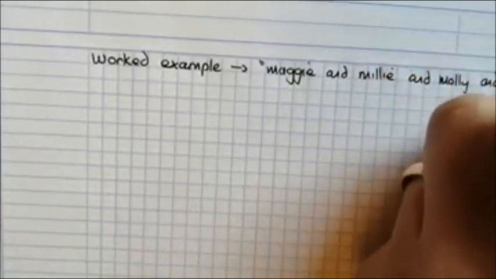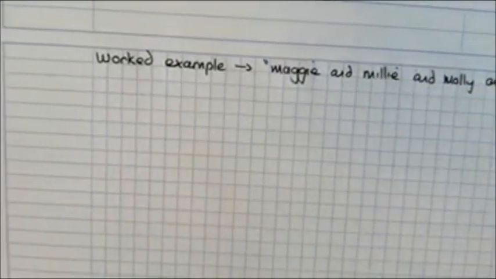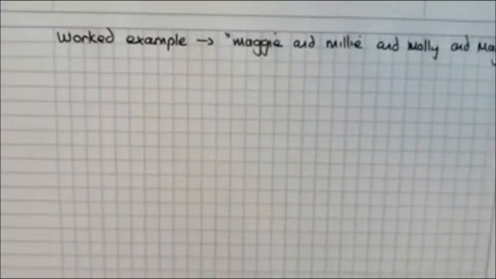But just before you do, I'm going to remind you what really good topic sentences look like using last week's as a model. So, here is our worked example, and we're going to use Maggie and Millie and Molly and May as our example. Okay, you don't need to write these down, they might be useful, you can if you want.